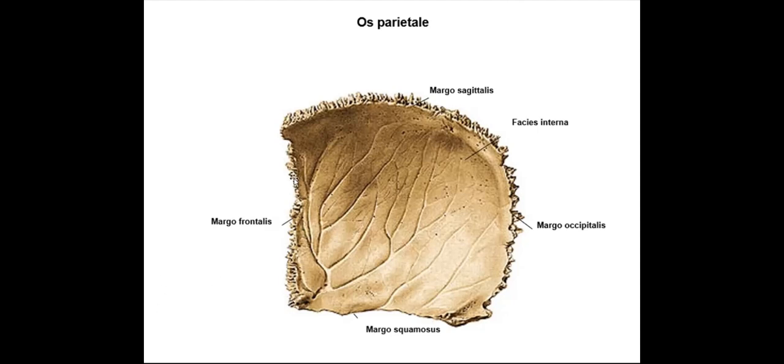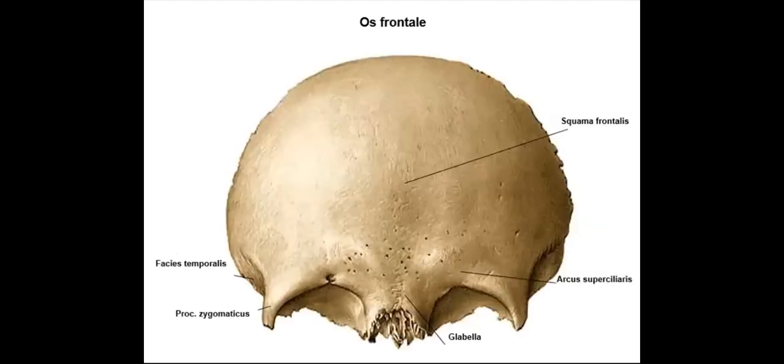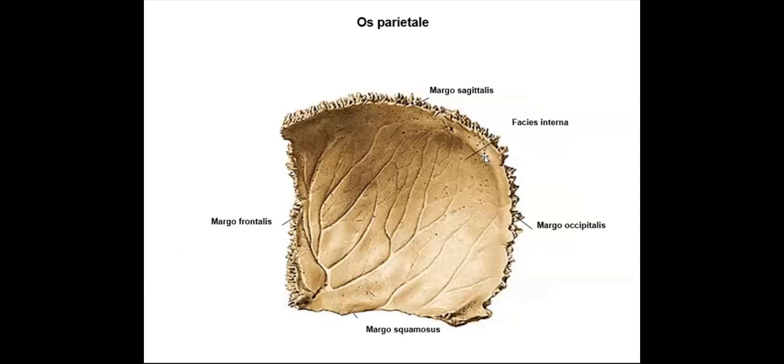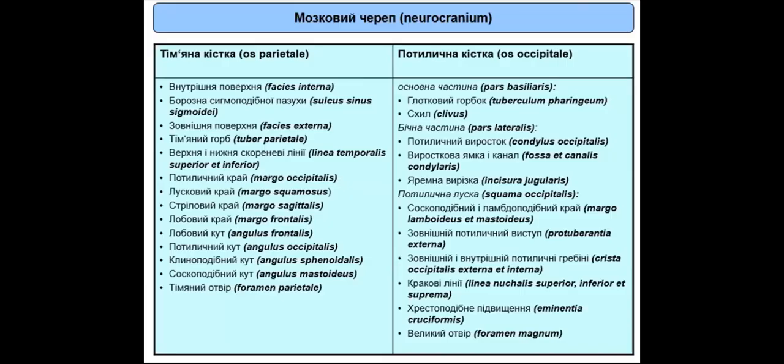And for the margins: the frontal margin connects with the frontal bone, here, yes. Next, the sagittal margin, where the right and left parietal bones connect in the sagittal suture, yes, suture. And in this line a sagittal section may be present, for example. Occipital margin connects with the occipital bone. And the last is the squamous margin, connecting to the squama of the temporal bone.